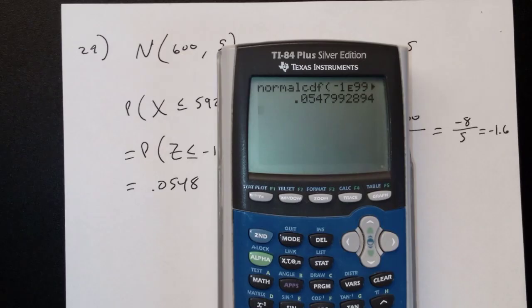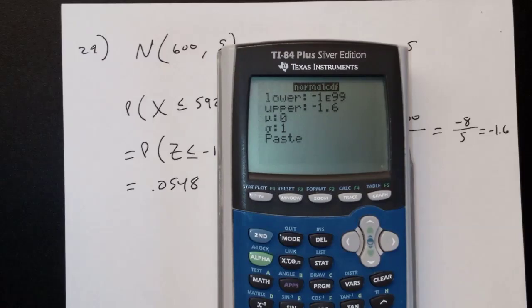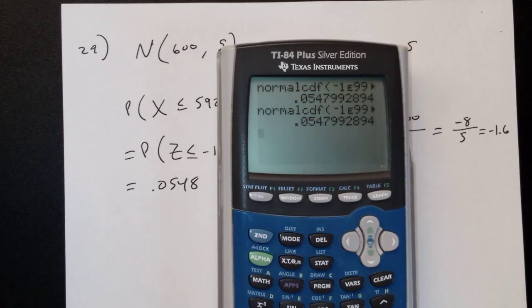If I didn't want to change to z, I could use this same command, distribution, normal CDF, and say I want to go from negative infinity up to 592 when my average is 600 and my standard deviation is 5. And then it does the conversion for me.